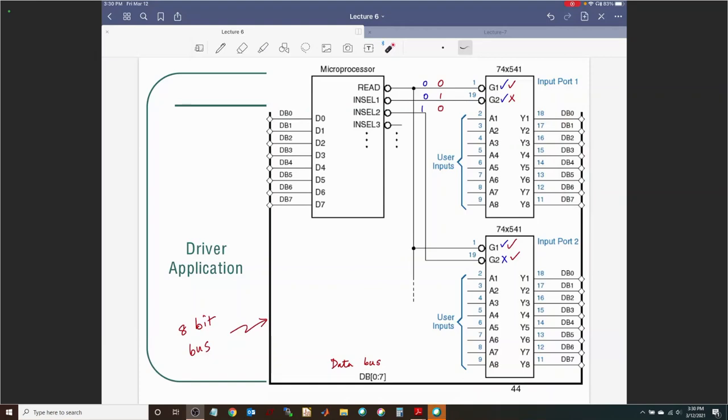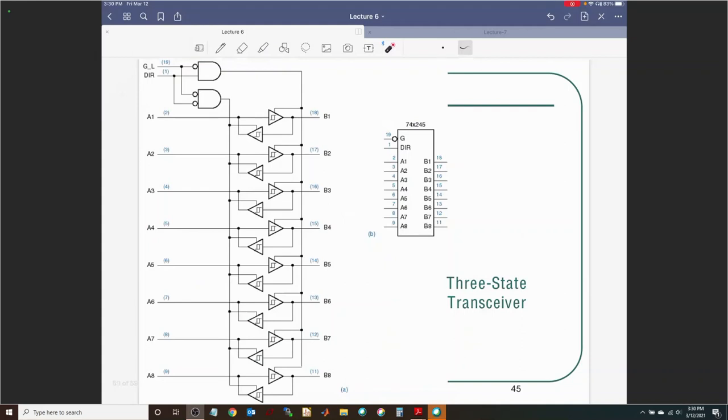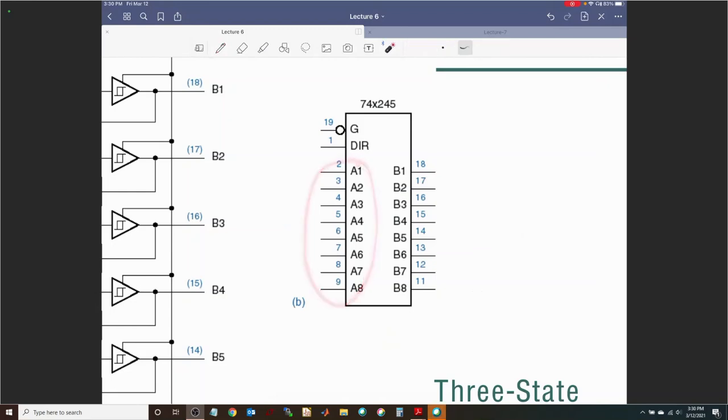All right, let's see. How do you do it bidirectional? How do you go one way or the other? Well, we can use a tri-state transmitter receiver, or transceiver. What does the symbol tell us? Well, it tells us that it takes in an 8-bit input, gives out an 8-bit output. All the inputs and outputs are active high. It has one active low enable, and it has an input to tell us which direction things should be going, A to B or B to A.